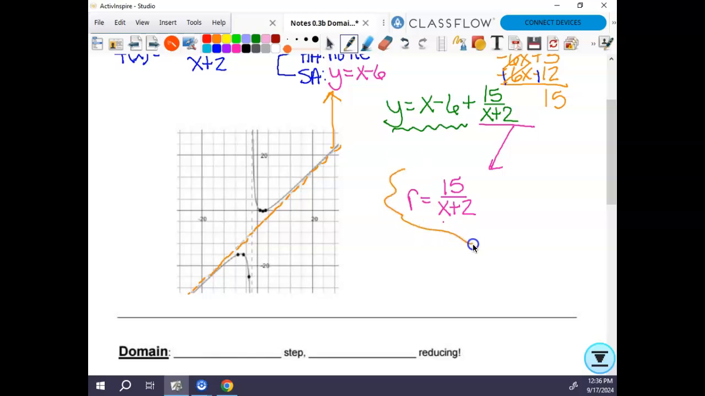But this right here, this is the distance from the function to the slant asymptote. And you see how the function gets closer and closer and closer as x gets bigger and bigger and bigger? So that's what that is. That is the distance from the function to the slant asymptote.